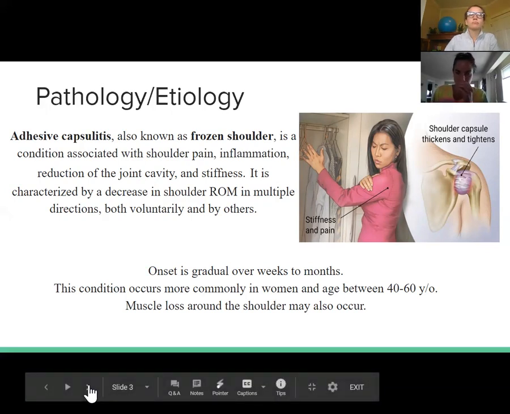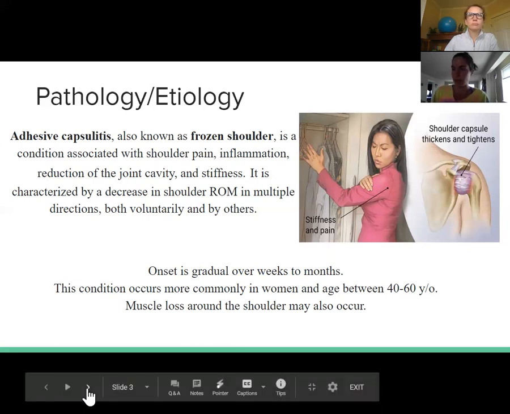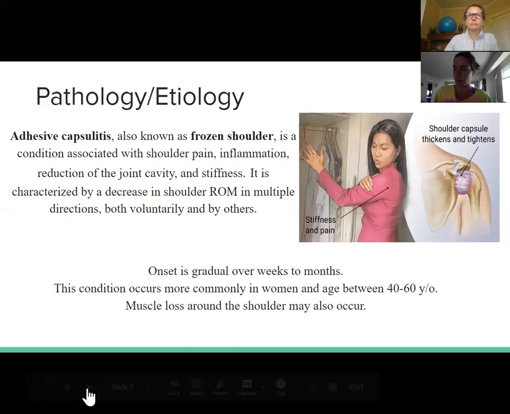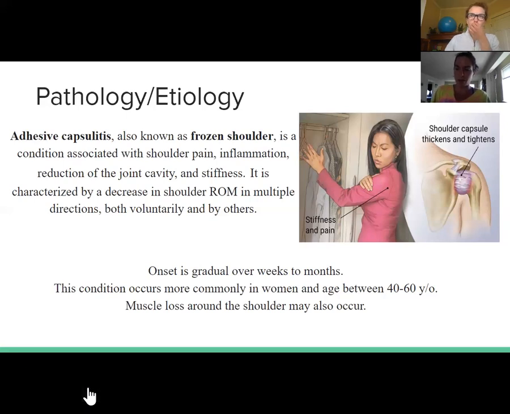And because of this limited, restricted motion and atrophy and a lot of times immobilization, we can commonly see muscle loss around the shoulder. So that's really common too.